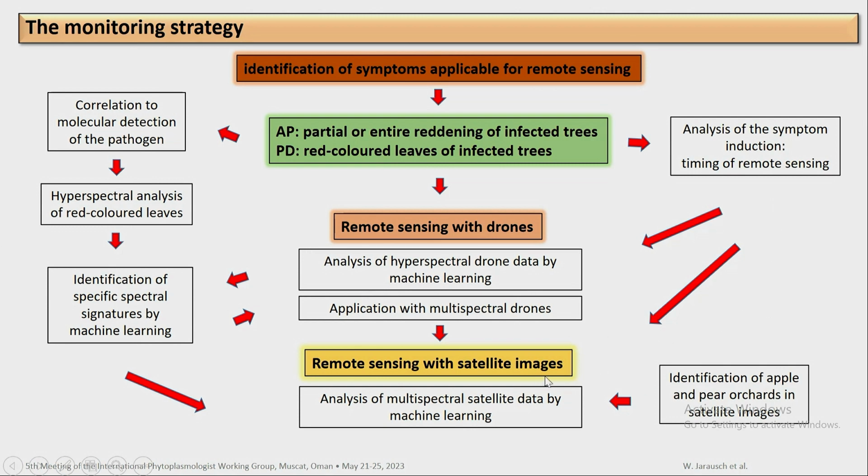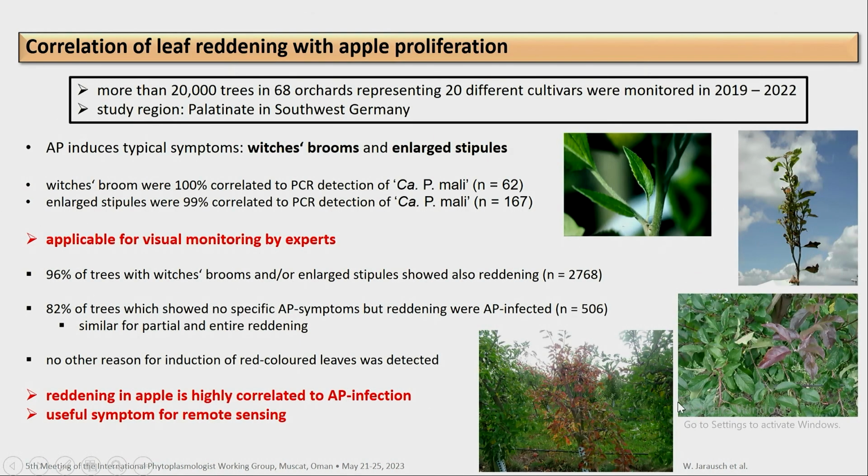Regarding the satellite images, you have images of 100, 200 square meters, and you have to find first apple and pear orchards. Again, here we need ground truth. The ground truth is what we stupid guys do. We go out in the field and monitor 20,000 trees in 68 orchards representing 20 different cultivars, for consecutive years, in our study region, the Palatinate region in southwest Germany.